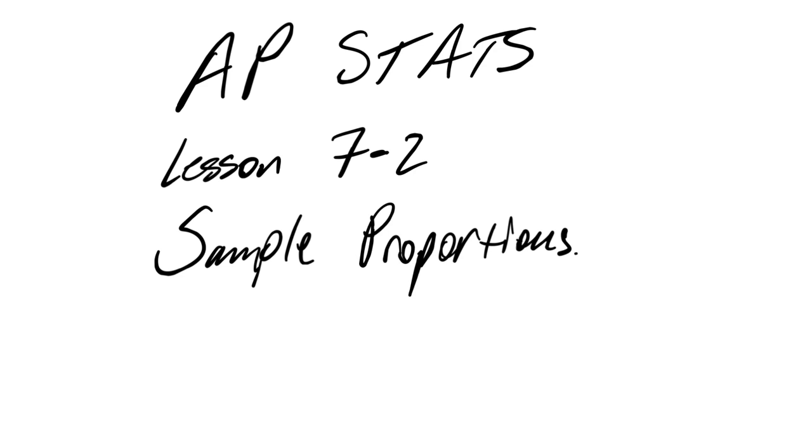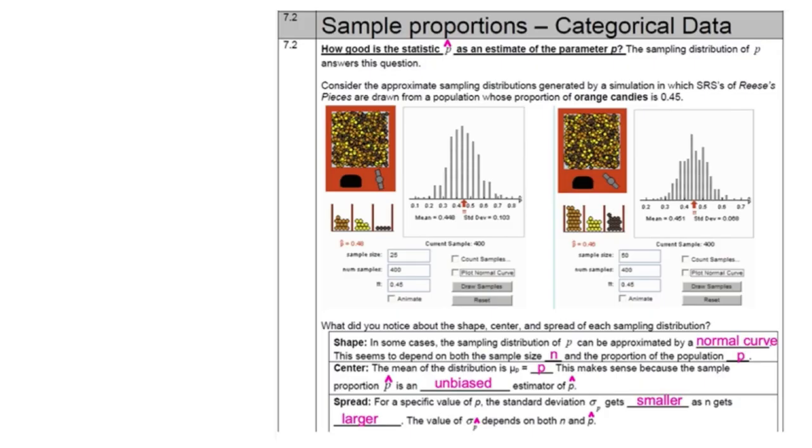We're talking about sample proportions. Let's get into it. We're talking about p hat and how good of an estimator it is for the parameter p. p hat is a statistic, and p is the parameter for the population. So we're talking about a sampling distribution of p hat. We're looking at Reese's Pieces candies here. We're going to talk about this sampling distribution first, and at the end, I'll share an applet where you can go and simulate this. I apologize that it's a little blurry.